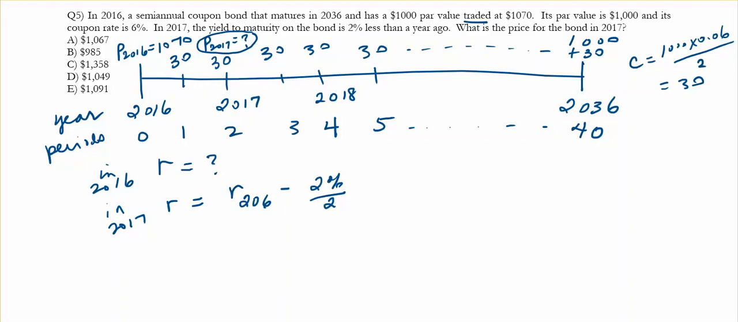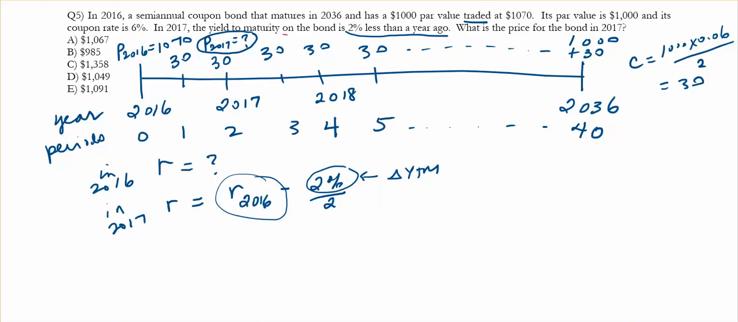It says the yield to maturity on the bond is 2% less than a year ago. So the change in the yield to maturity will be 2%. But remember, yield to maturities are APRs. This is a semi-annual bond. That means that the 6-month rate goes down by just 1%. So if I can find the rate in 2016, I can find the rate in 2017, and then I can price the bond.